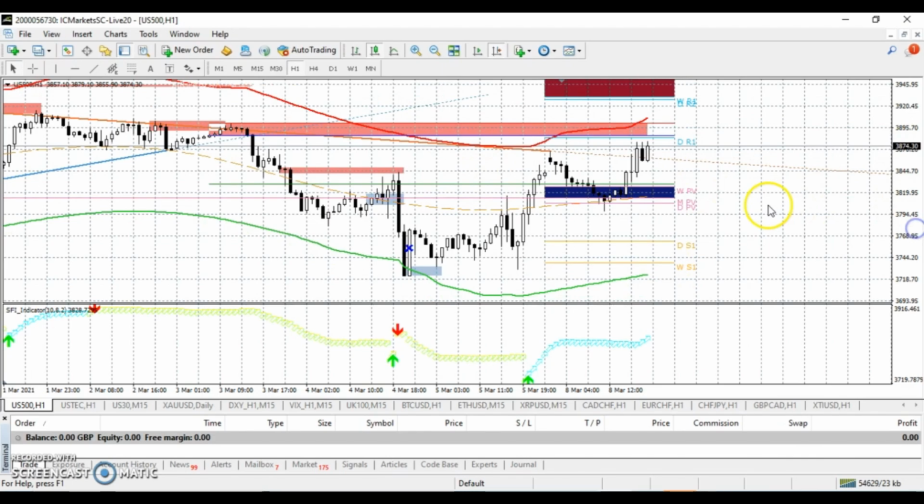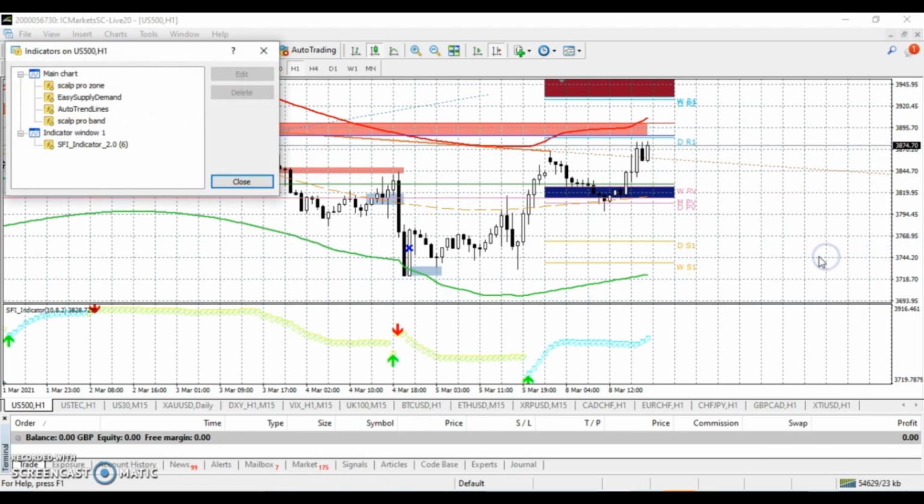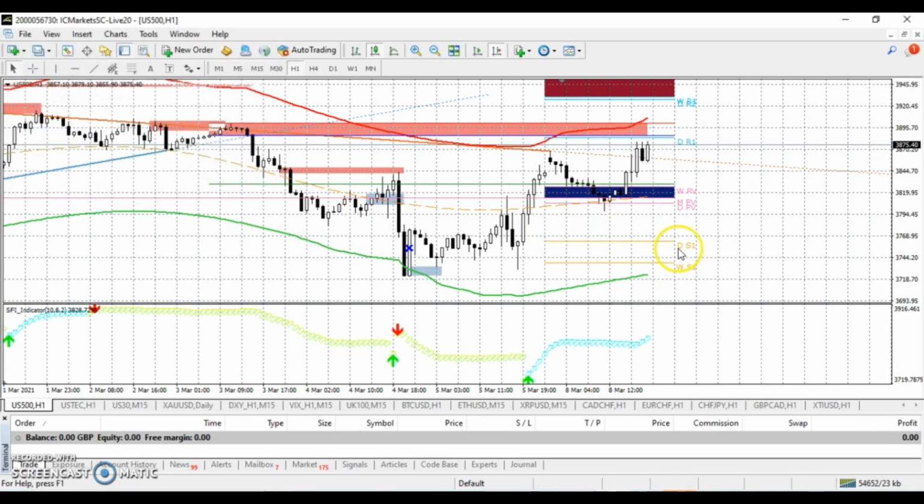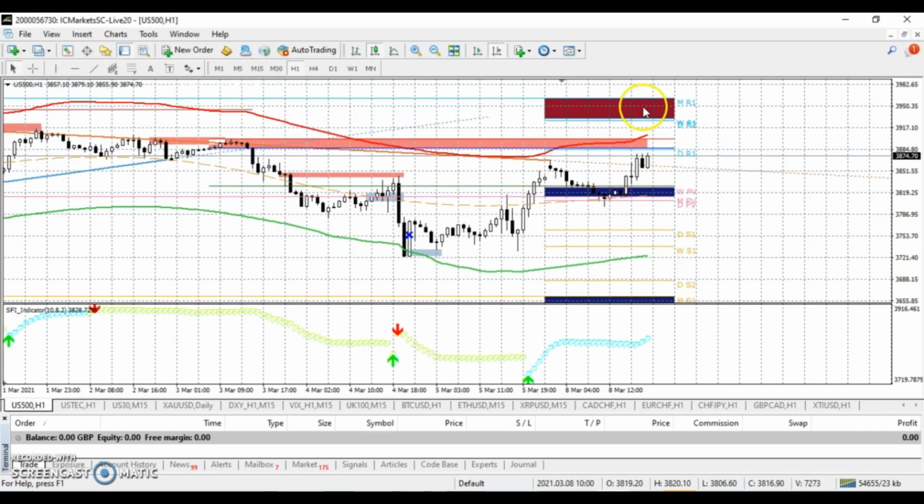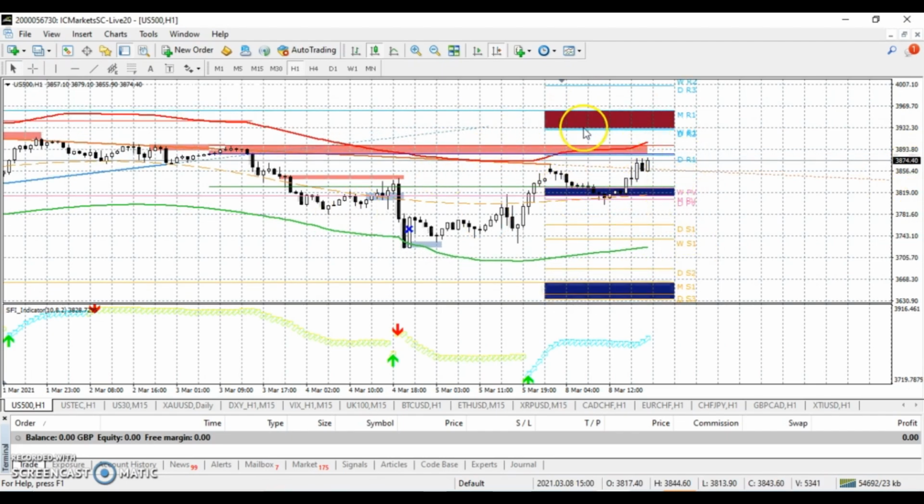And the supply demand zones. This one here, which is your easy supply demand, is a really good one as well, because of these kinds of levels here. As you can see, these are all your supply demand zones. What are these zones? These zones are respected levels.